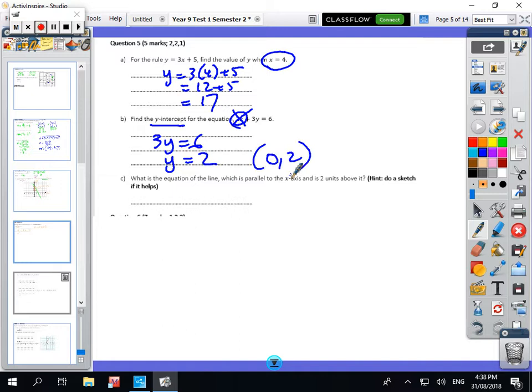What's the equation of the line which is parallel to the x-axis? Let's just draw it. So parallel to the x-axis, that's the parallel, and 2 units above it. So it has no gradient, so it's just y equals 2. And that's the answer. Come across.